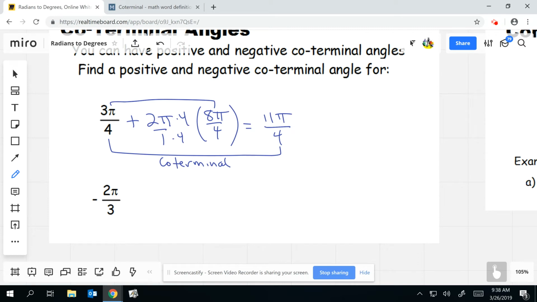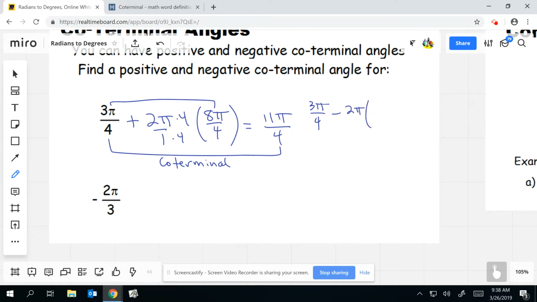They will end and start at the same place. But what do you think I'm going to do to get a negative angle? I'm going to subtract the 2 pi. I'm going to take a rotation away from it. So 3 pi over 4 minus 2 pi.